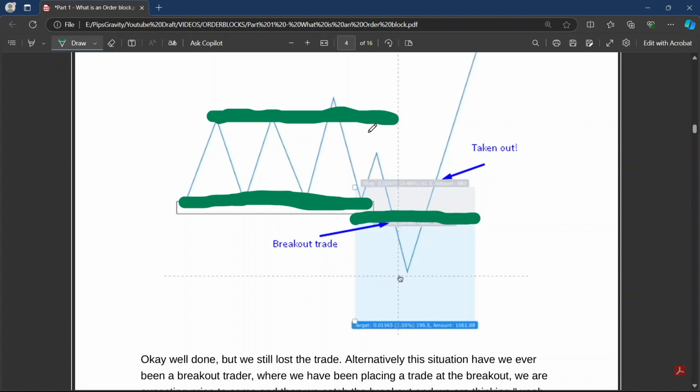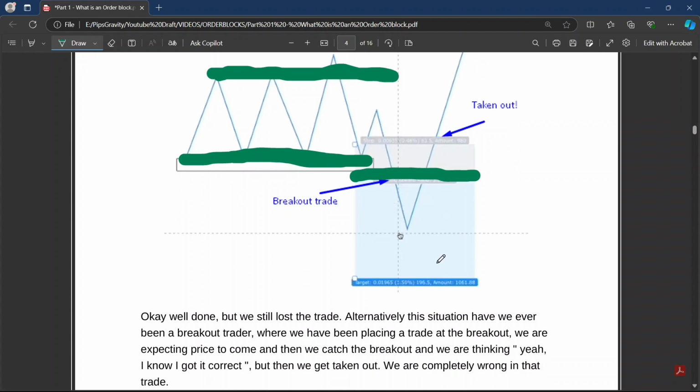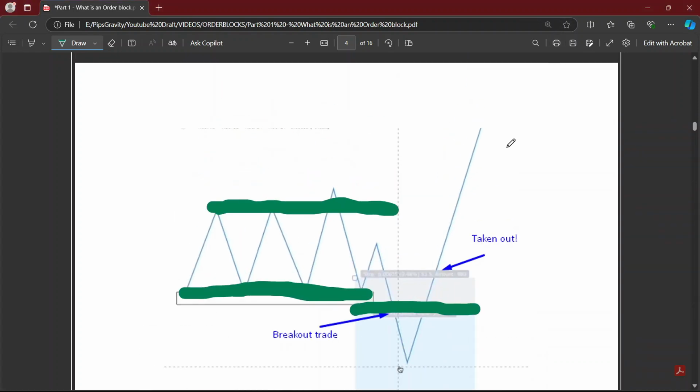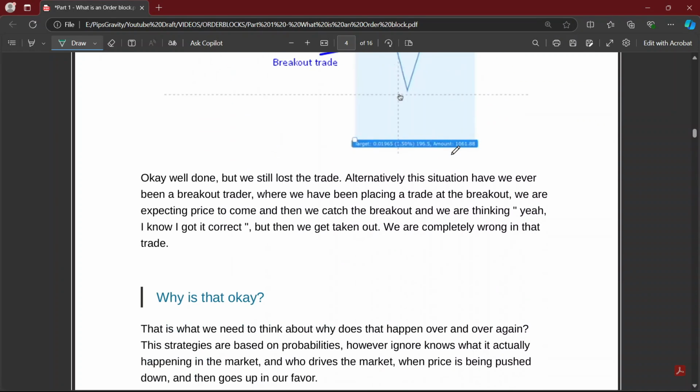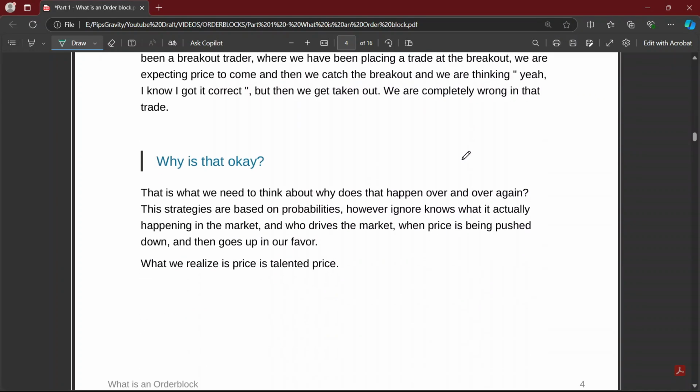Now we know that the sellers from up here, the sellers from here, have been taken out. Also, the buyers have been taken out. Now, what next? We see this explosive move to the upside. Now, that's the real move. That's what we've been waiting for. That is the footprint that we've been waiting for.